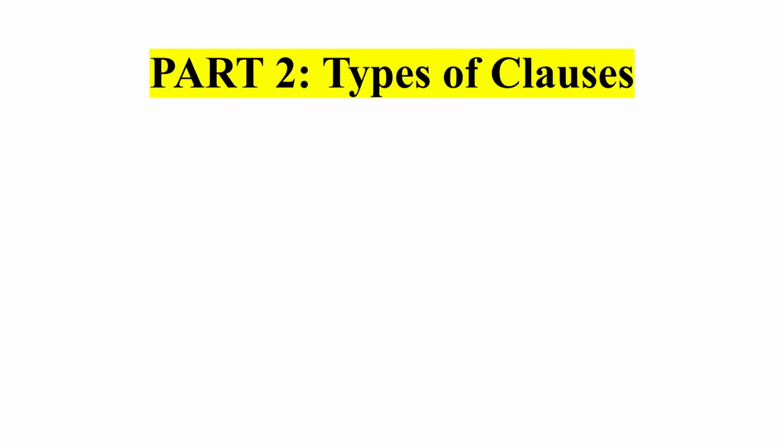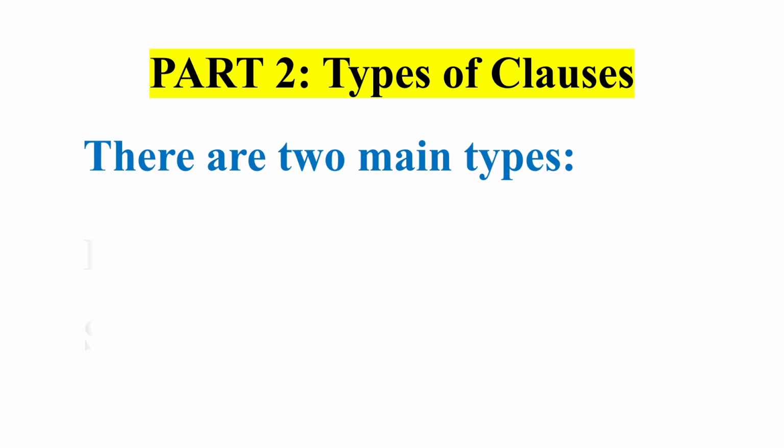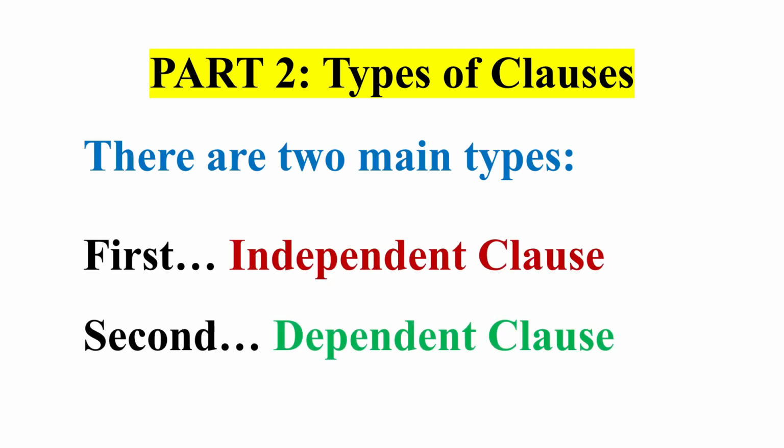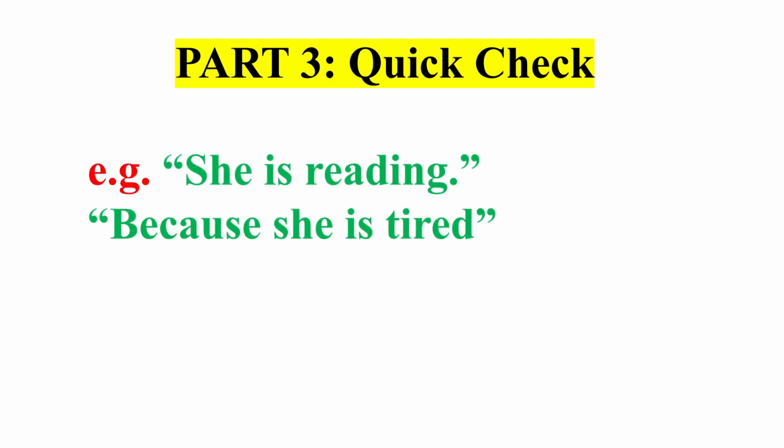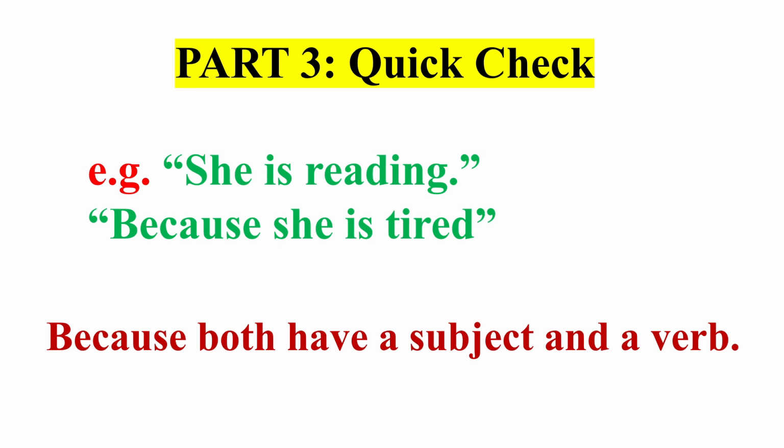Alright? Now let us move on to types of clauses. There are two main types. First, independent clause. Second, dependent clause. Don't worry, we will go step by step. Let us do a quick check together. Look at these two examples. She is reading because she is tired. Are they clauses? Yes, because both have a subject and a verb. But are they the same type? No, they are different. Let us find out why.